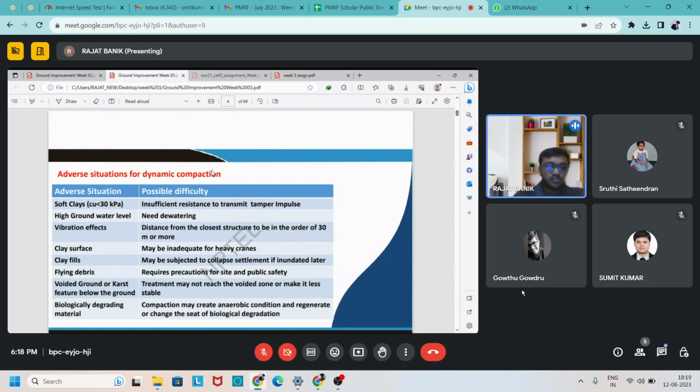Also, it cannot be used where there is void ground, like a crust, available below the ground surface, so it is not suitable. Also, it is not suitable where biologically degradable material is present, because the compaction may create an anaerobic condition and regenerate or change the state of biological degradation. So this method is also not used where biologically degrading material is present.